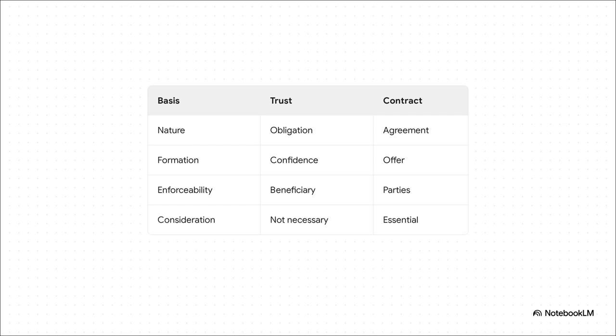I'm really stressing this critical exam point, class. Consideration is the absolute lifeblood of a valid contract, but it's entirely unnecessary for the creation of a valid trust. Make sure you write that down.